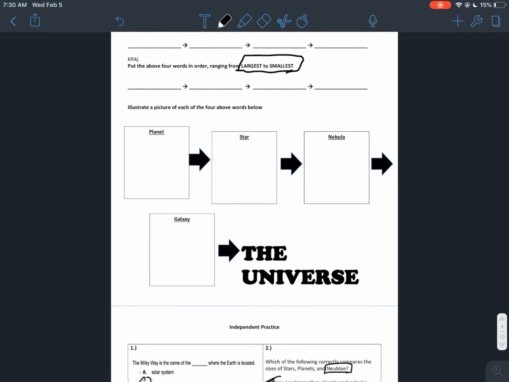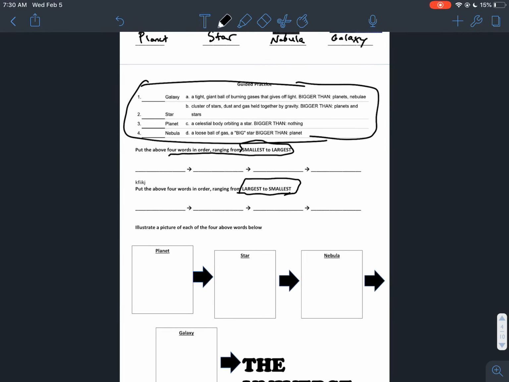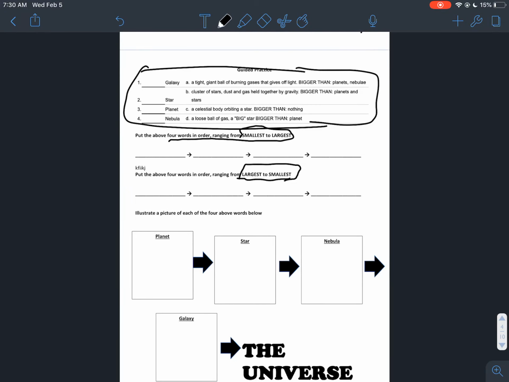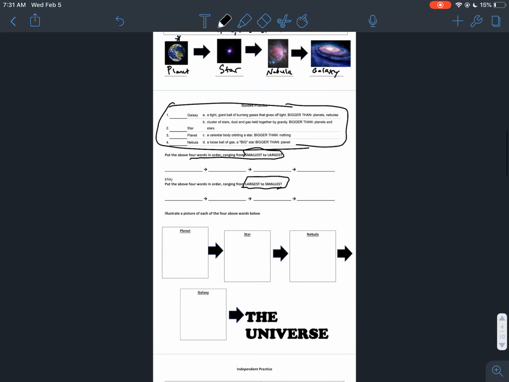So planet, draw yourself a planet. Star, you can draw a star, and so on. That'll help you remember what these things are. All right? So now that you are done, take about the next 5 minutes to complete that guided practice side.